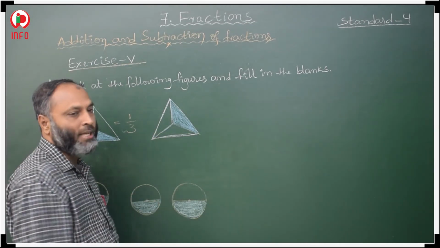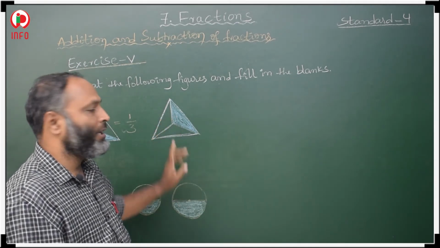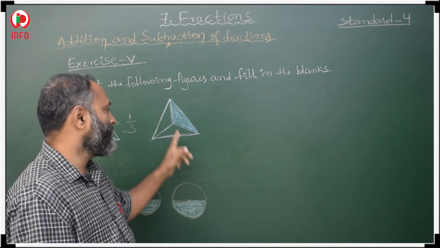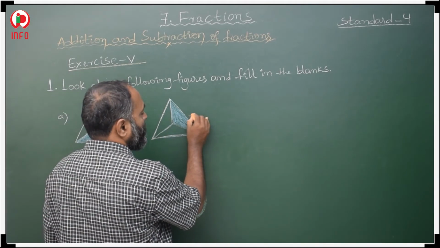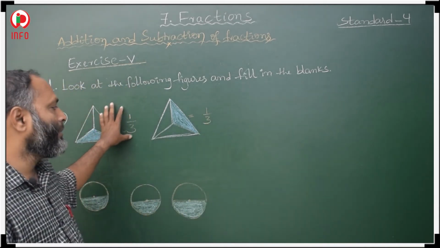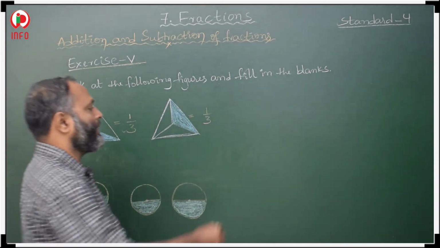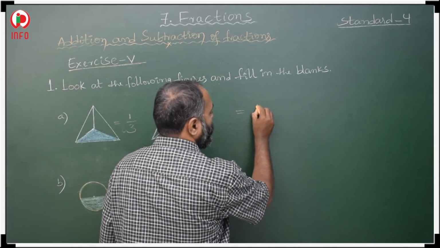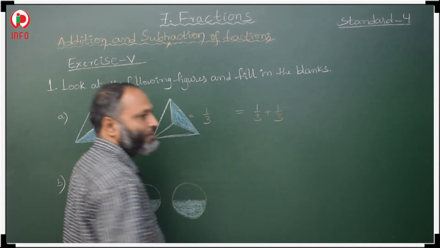Here in this second triangle, how many portions are there? 1, 2, 3. We make 3 portions, and one portion is shaded. Then what is the shaded part in the second one? The shaded part is 1 by 3. In the second also the shaded part is 1 by 3. We have to add 1 by 3 plus 1 by 3.